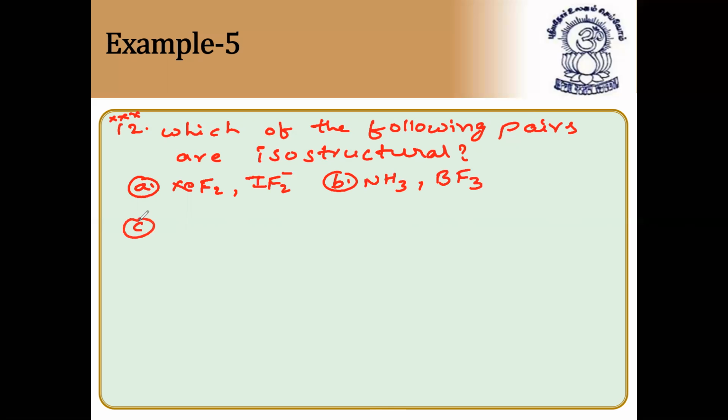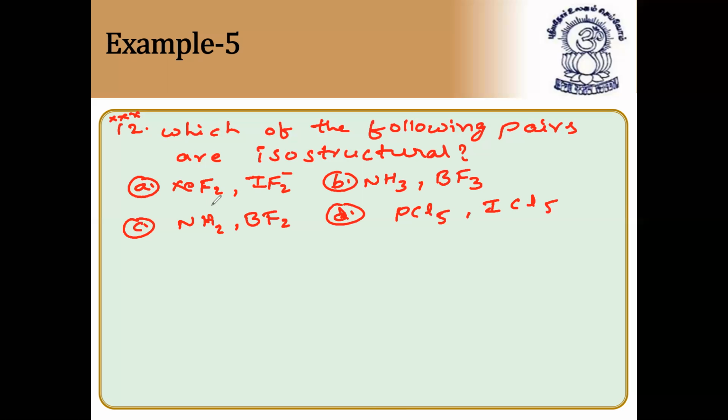Third option, NH2 minus, comma, BF2 plus. And fourth option, we have PCl5 and ICl5.